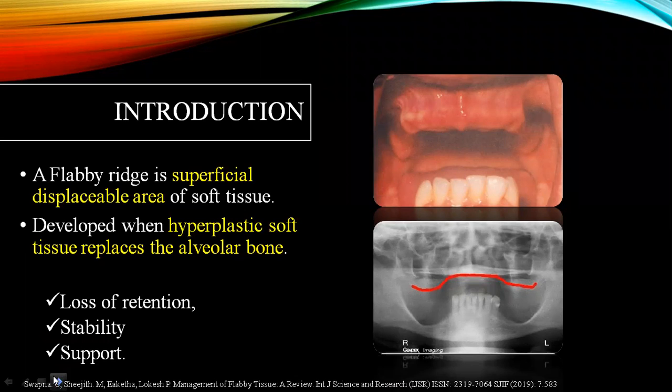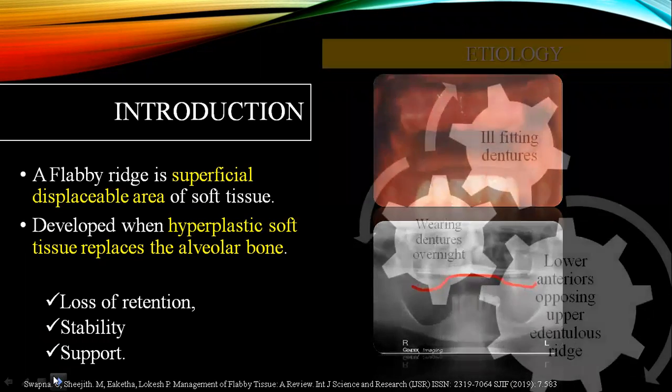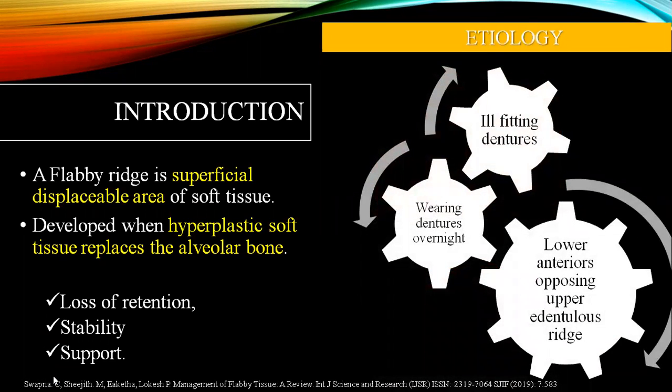Flabby ridge is a clinical condition that affects the retention, stability, and support of the complete dental prosthesis. It is a tissue adaptation to overcome the changes caused by residual ridge resorption. Flabby ridges could arise as a result of ill-fitting dentures, lower anteriors opposing an upper edentulous ridge, overnight wearing of denture, along with ridge resorption, or due to aberrant forces on the prosthesis, long-term denture wear, and poor systemic health.